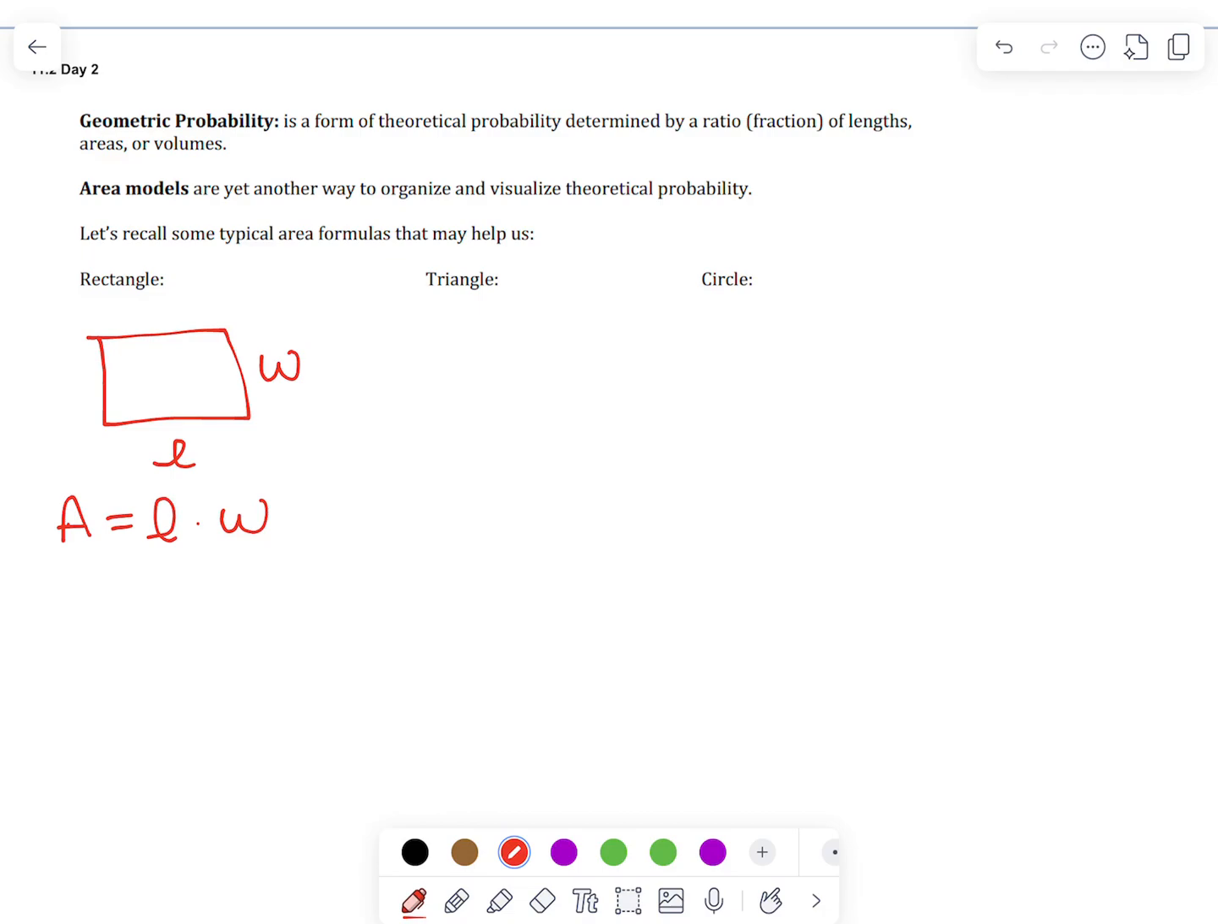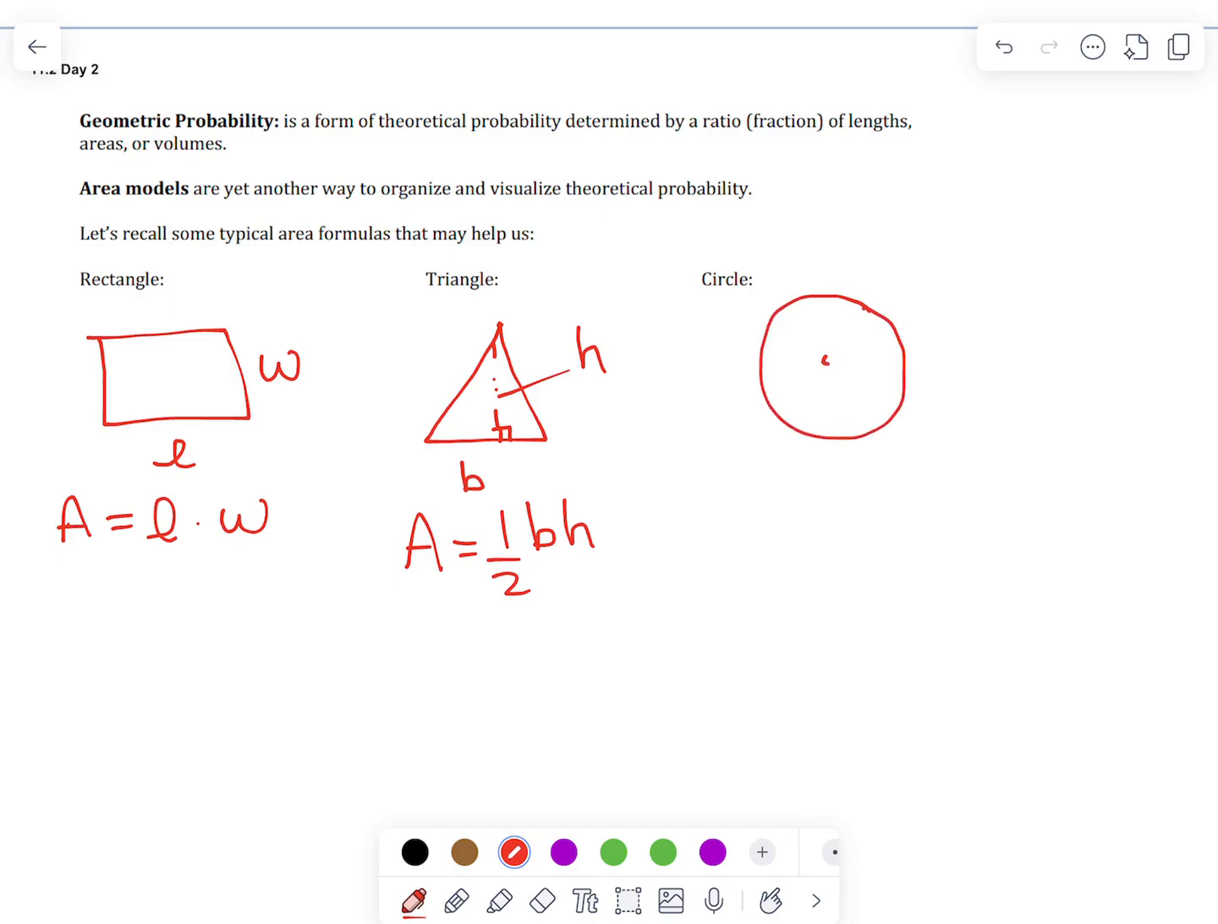The area of a triangle is our height on the top, and then we have our base on the bottom. So the area of a triangle is 1/2 the base times the height. The last one is our circle. So we have the center of our circle out to our radius. The area of a circle is pi r squared.